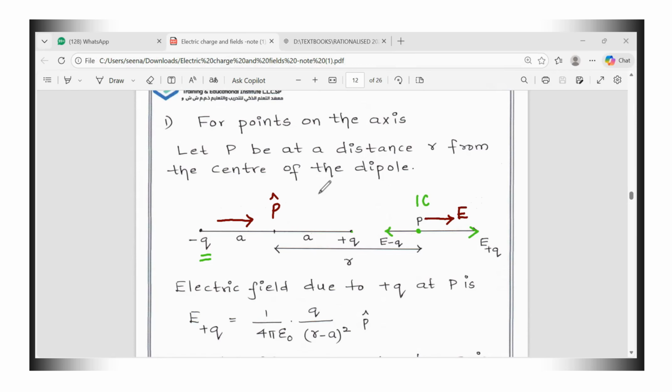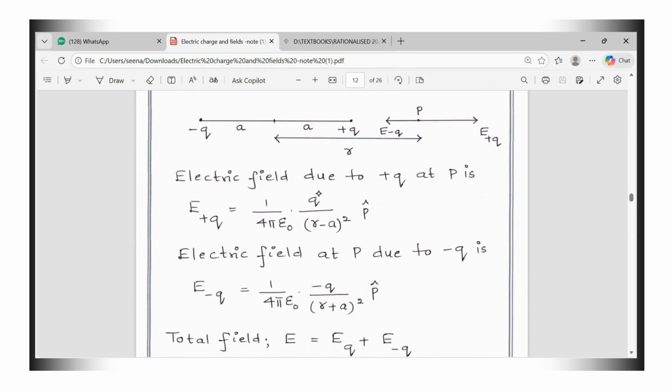Now the direction of the field is clear. Now we need to go for the magnitude of that field. So the field due to plus q is 1 by 4 pi epsilon 0 q divided by the distance squared. I need it only till here, therefore this much is r. So r minus a will come for the plus q charge, and for the minus q, it will be minus q divided by r plus a the whole square.